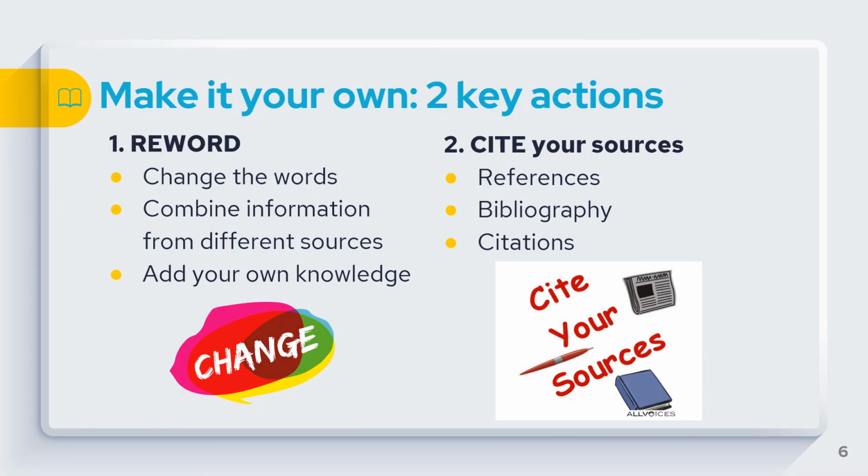So let's just recap then. How do you make something your own? There are 2 key actions. You've got to do some rewording to paraphrase the information, make it look really different, and you've also got to cite your sources. You've got to list at the end of the assignment where you got all these resources from, and this might be called a references list or a bibliography. There could be different names for it.